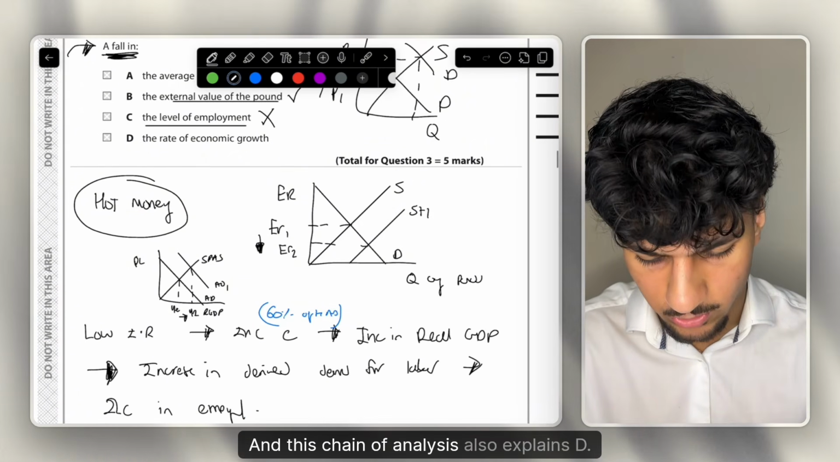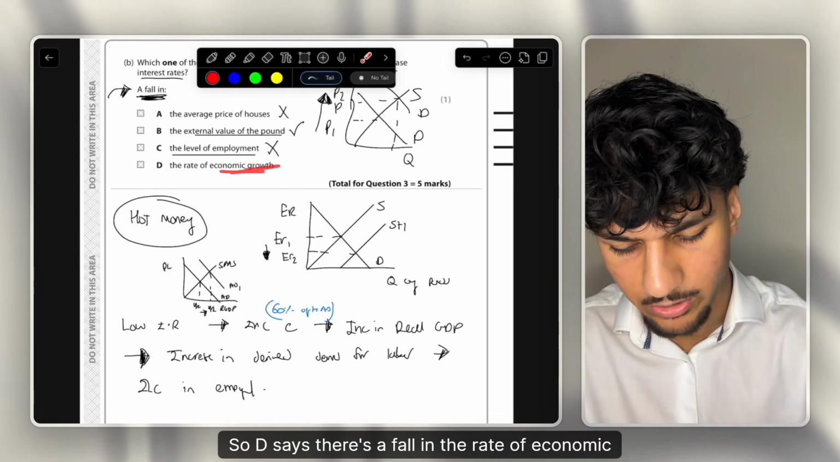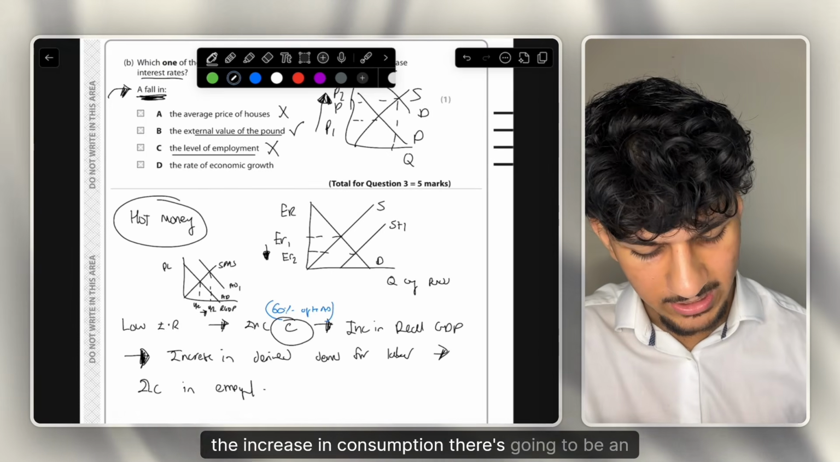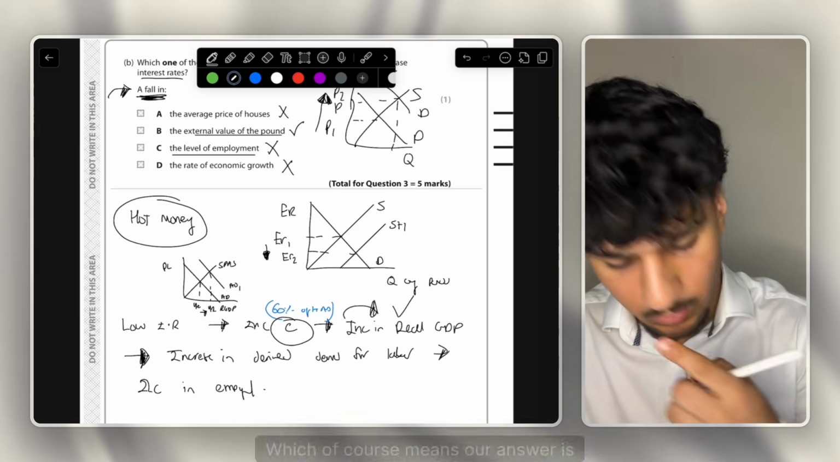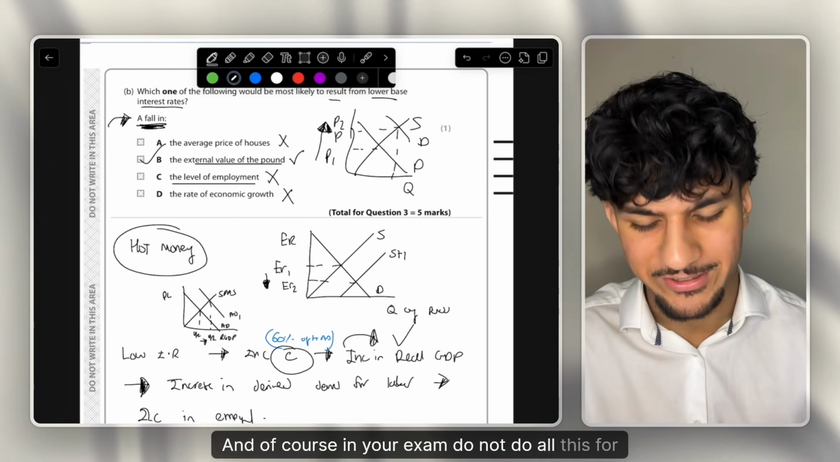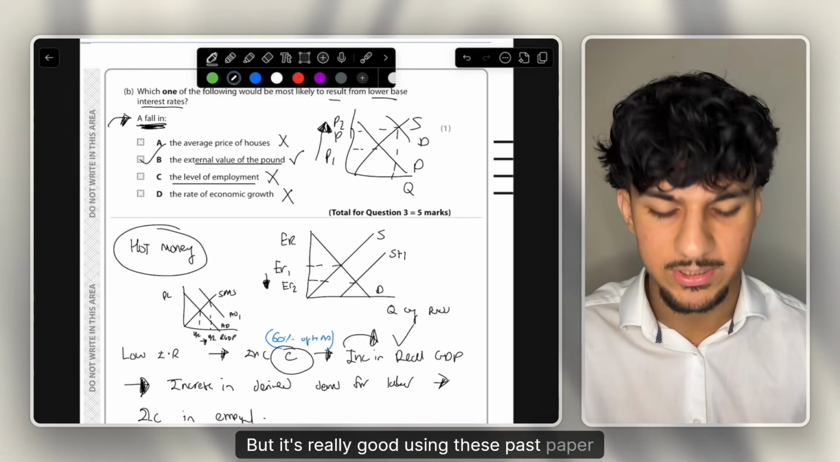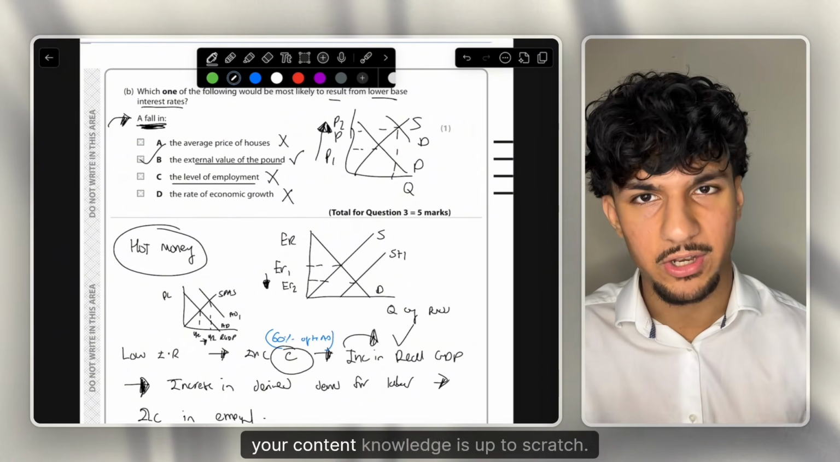And this chain of analysis also explains D. D says there's a fall in the rate of economic growth, whereas in reality we have seen that due to the increase in consumption, there's going to be an increase in real GDP, thus meaning D is not correct, which of course means our answer is B. And of course, in your exam, do not do all this for a 1 mark question, just get the answer and move on. But it's really good using these past paper questions for revision and just making sure your chain of analysis, your content knowledge, is up to scratch.